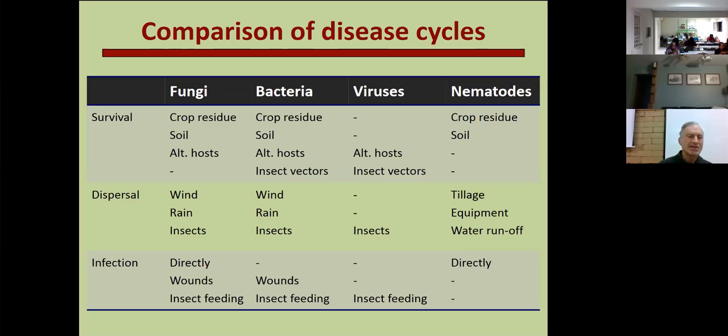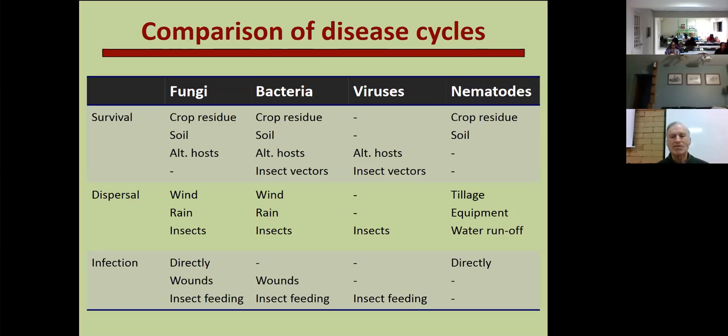And so it can infect the plant directly, which means it just bores into the plant through pressure. It can get into a plant through wounds on the surface of the plant, where the plant is damaged. It can get into the plant through insect feeding. That makes an opening for the fungi to get in. So bacteria also survive in crop residue, soil, and alternate hosts. They can also survive inside insect vectors.